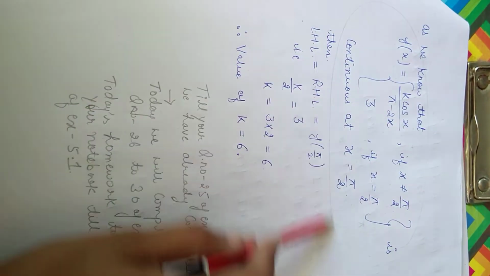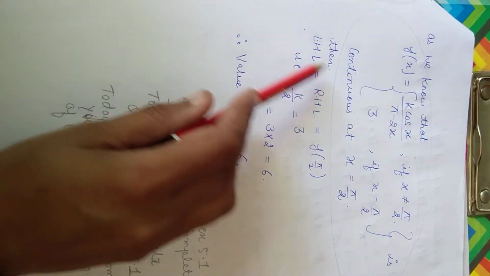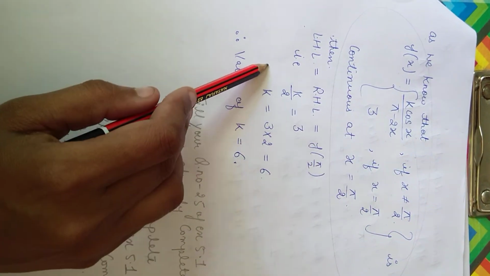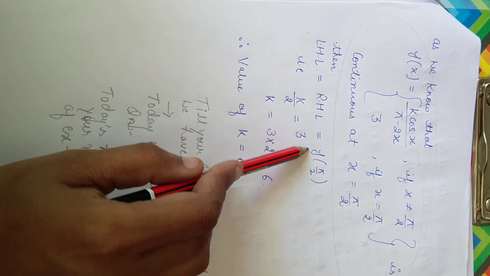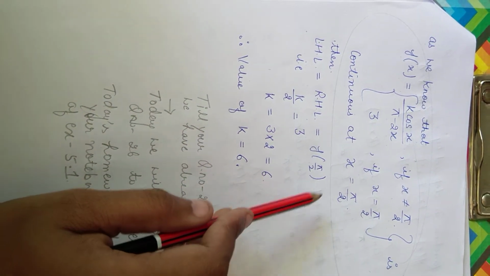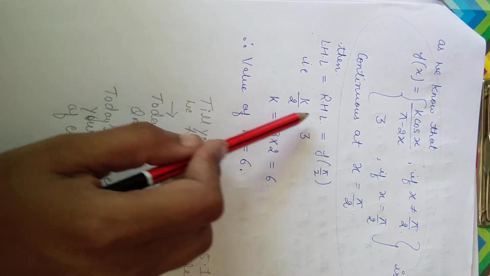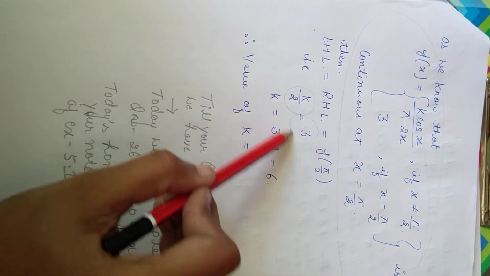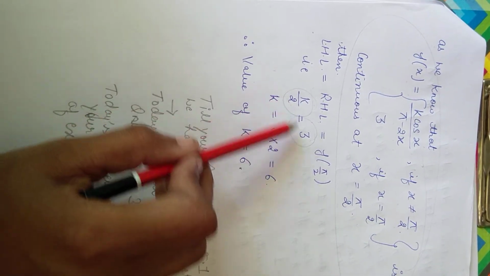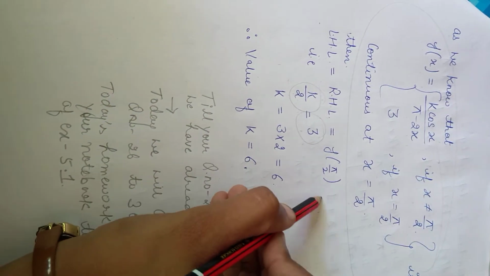It is already given in the question. Then, if it is given in the question, I can write that LHL is equal to RHL is equal to f of pi by 2. Using this I will write my RHL was k by 2 and my function value is 3, so I have put them both equal. Why have I written this?